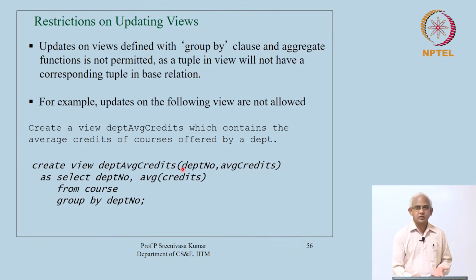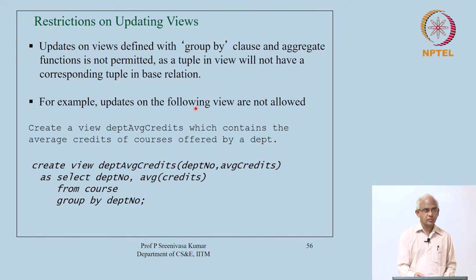So, it obviously does not make sense to go and update this average credits attribute, because there are multiple ways in which the credits could have changed to create that updated average. So updates on this kind of views which involve using aggregates will not be allowed at all.